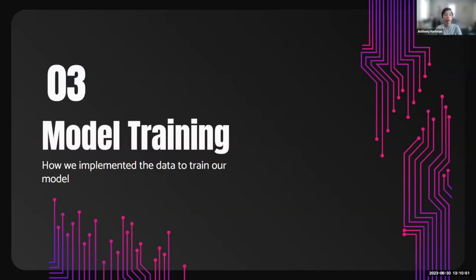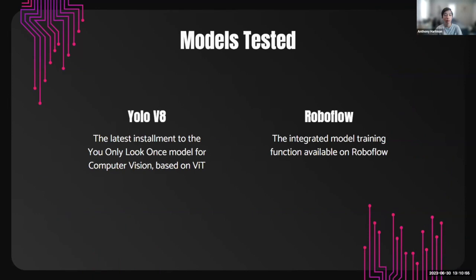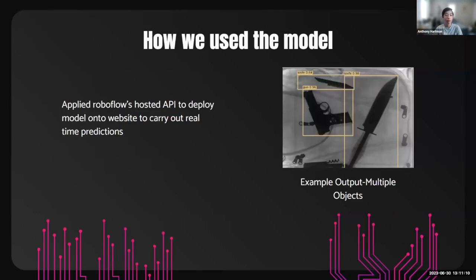All right, so for model training, we used YOLO V8, the latest installment, for their computer vision based on ViT. And then to integrate it, we used RoboFlow, which has a model training function, which was really useful. We applied RoboFlow's hosted API to deploy our model onto the website we created to carry out real-time predictions. And this is an example of what the prediction will look like.